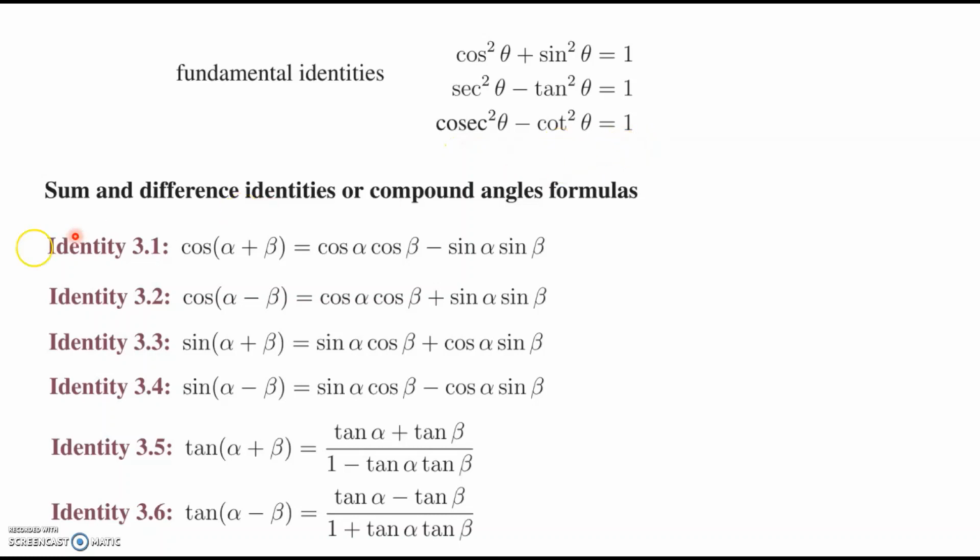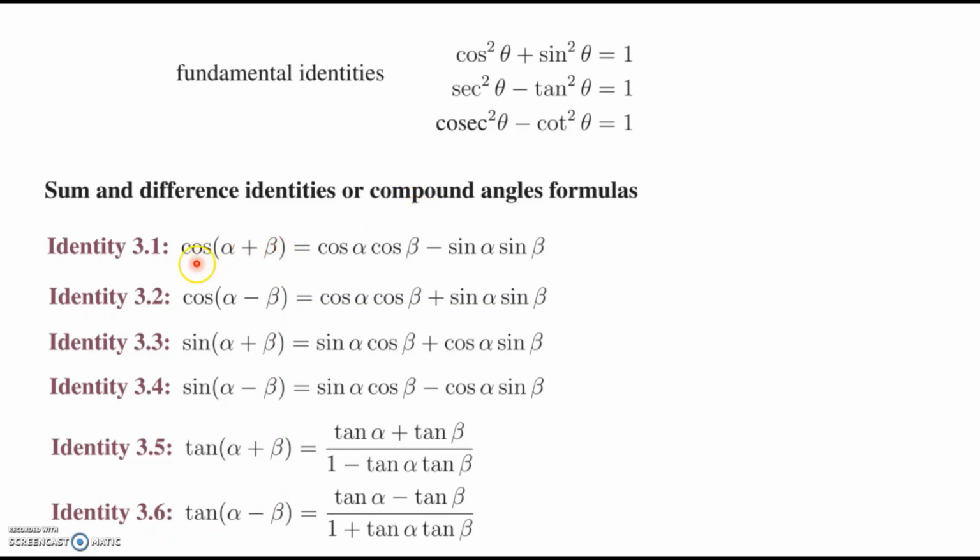Then the sum and difference identities, which are the sum, alpha plus beta, or the differences, alpha minus beta. They are also called compound angle formulas because alpha and beta are angles. So a compound angle is when you add two angles, it becomes a compound angle.